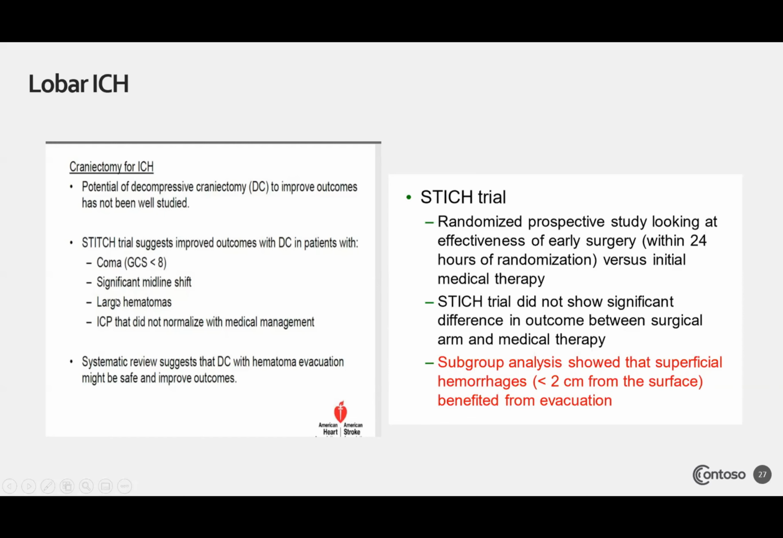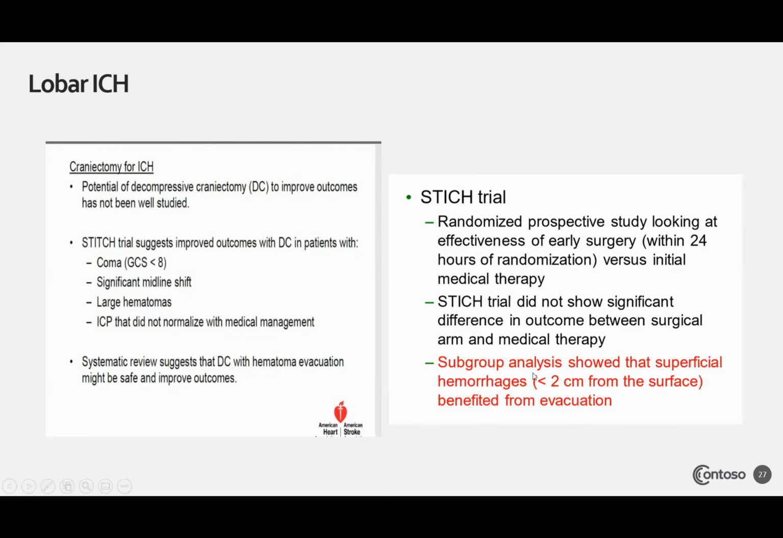STICH trial was craniotomy rather than decompressive craniectomy. It is a randomized prospective study looking at the effectiveness of early surgery within 24 hours versus initial medical therapy. Initial medical therapy means you control the blood pressure, reverse any coagulation problem, and give mannitol and hypertonic saline and other medical measures to decrease the ICP. STICH trial didn't show any significant difference in the outcome between the surgical arm and the medical arm.